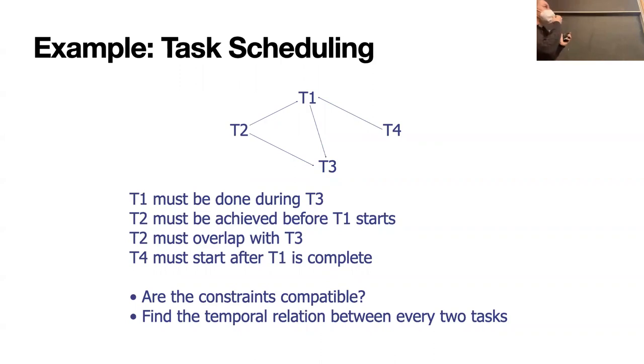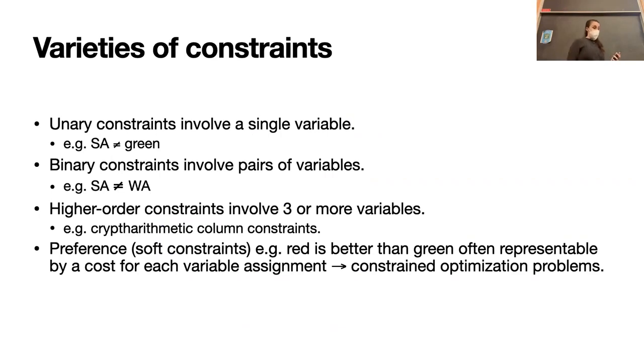So what I'm trying to show with this example for task scheduling is that we can have a variety of different constraints. It's not just map coloring problems. In fact, we can have all different types of constraints. We can have unary constraints that involve a single variable. Remember, when we were looking at the map coloring problem, our variables were the territories. So we can basically say, oh, you know what? South Australia could absolutely not be green. That is an example of a unary constraint.